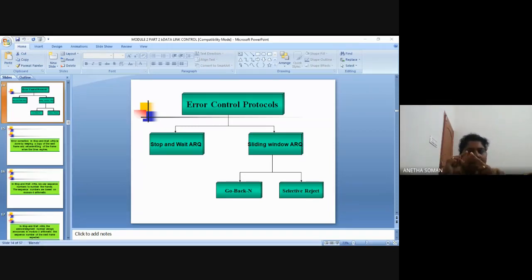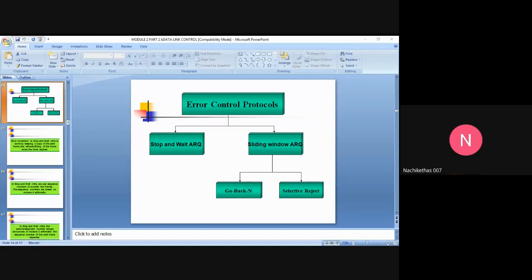Now, the third function we have seen in data link control is the error control mechanism. Two methods: stop and wait ARQ, and sliding window ARQ. ARQ means retransmission of data is done; it is called automatic repeat request. You have seen stop and wait ARQ with three cases: lost frame, damaged frame, and lost acknowledgement. What happens in each case? Understood this much? Yes or no? Yes, miss.